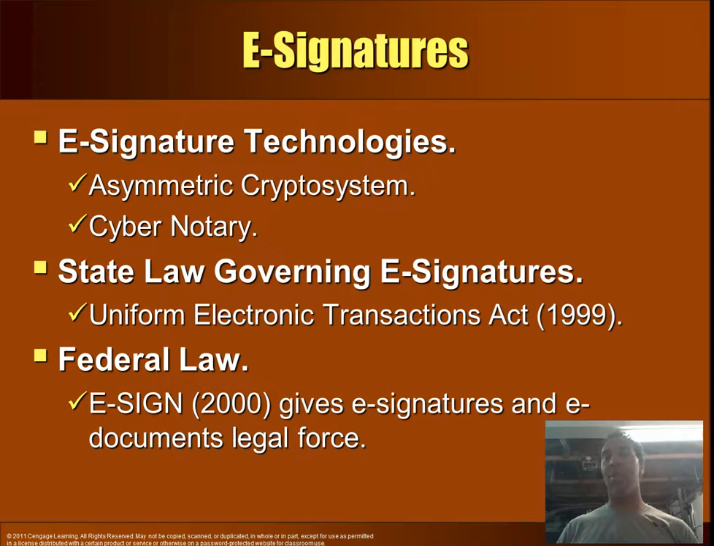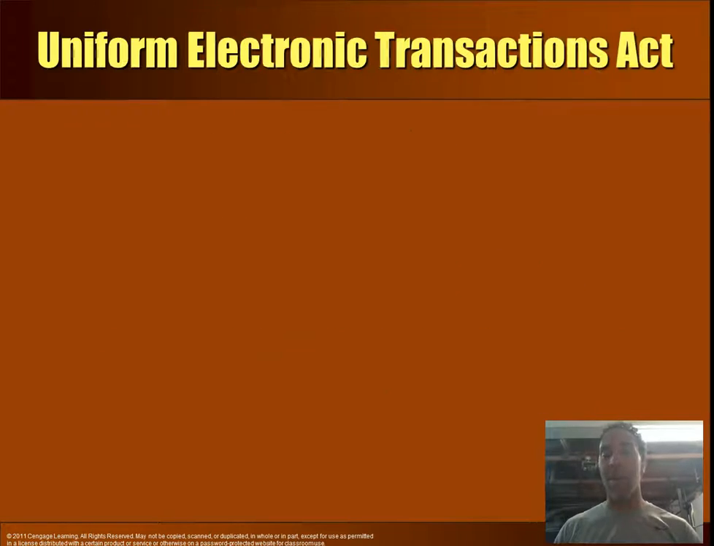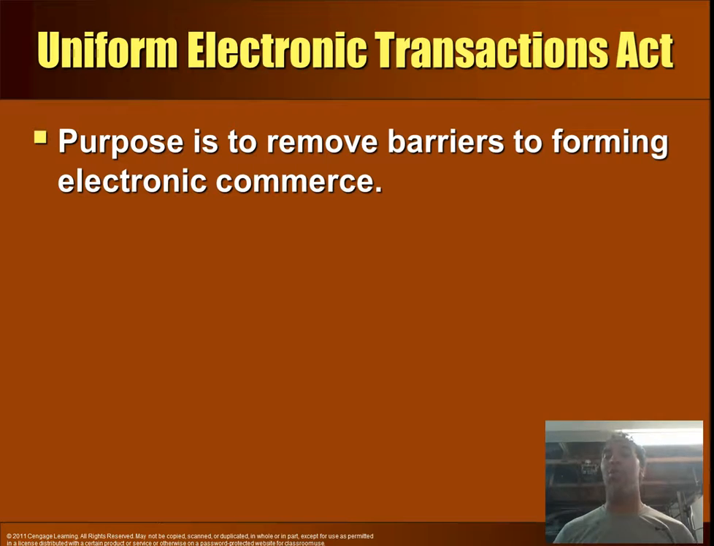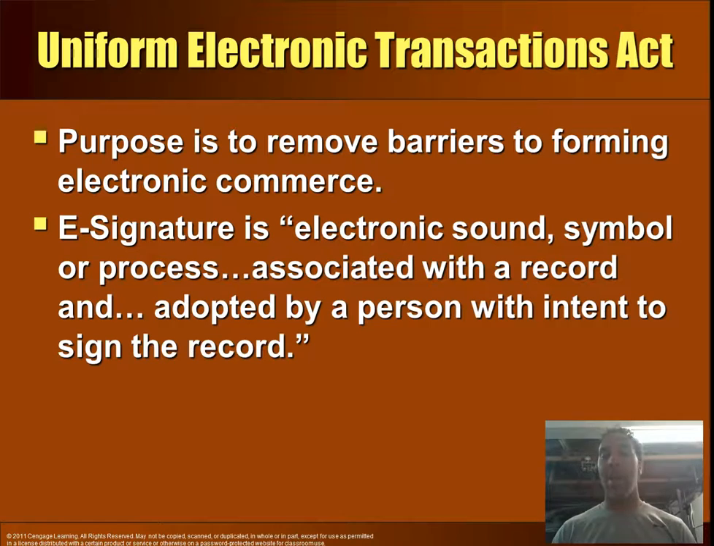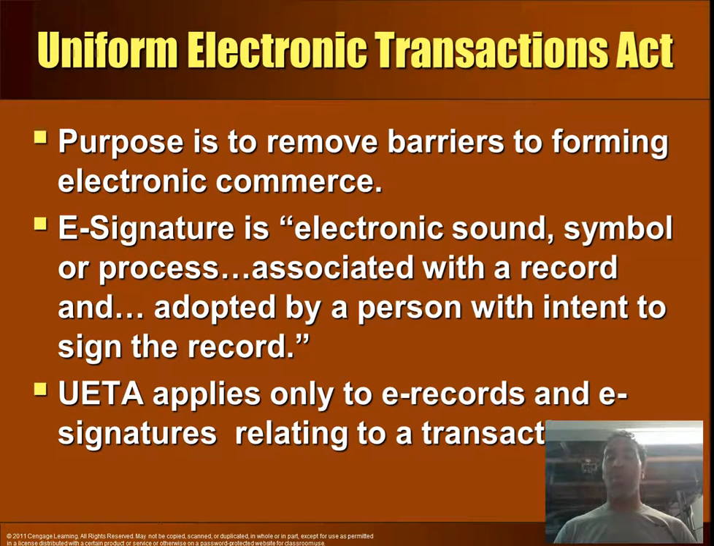90% of the time, you're going to Judge Judy and see people say, hey, I have everything on my phone here. Uniform Electronic Transactions Act. So the purpose is to remove barriers to forming electronic commerce, right? So get those barriers out of the way. An e-signature is an electronic sound, symbol, or process associated with a record and adopted by a person with intent to sign the record. The UETA, the Uniform Electronic Transactions Act, applies only to e-records and e-signatures relating to a transaction.